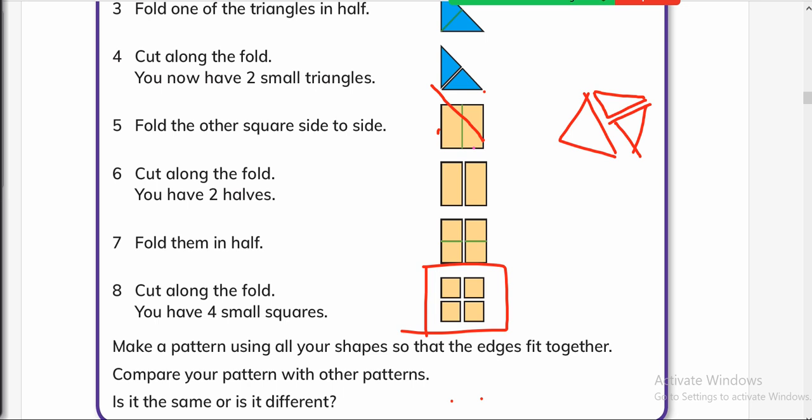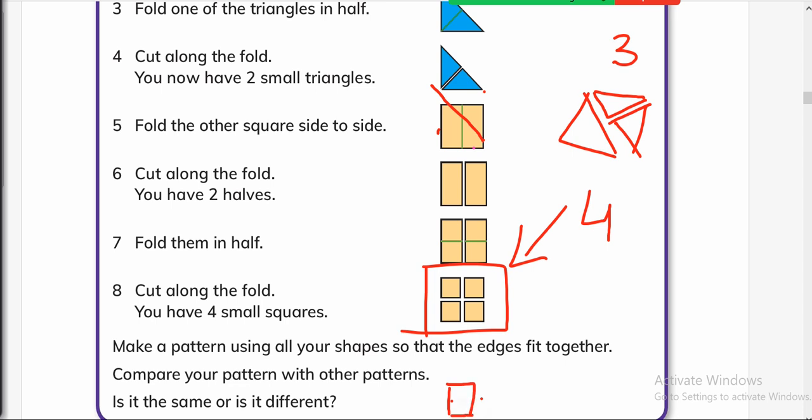Compare your pattern with other patterns. Is it the same or different? I guess others will make different patterns. Okay, now what do we have? We have three triangles, one big and two small, and four equal squares. Now what do we have to do? We have to arrange them in different patterns.